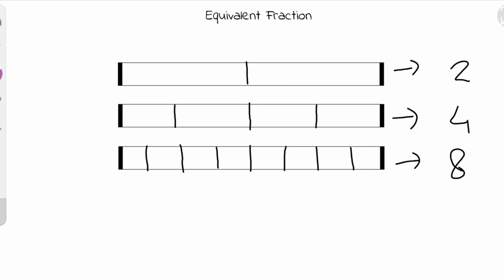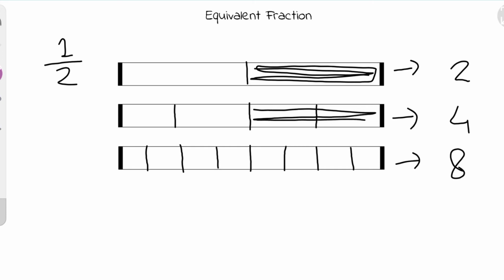Okay, now if I color one part of it, if I shade one part of it, how much have I shaded? I have shaded 1 by 2. Now again, if I shade 2 parts of the second rectangle, how much fraction have I shaded? I have shaded 2 by 4.